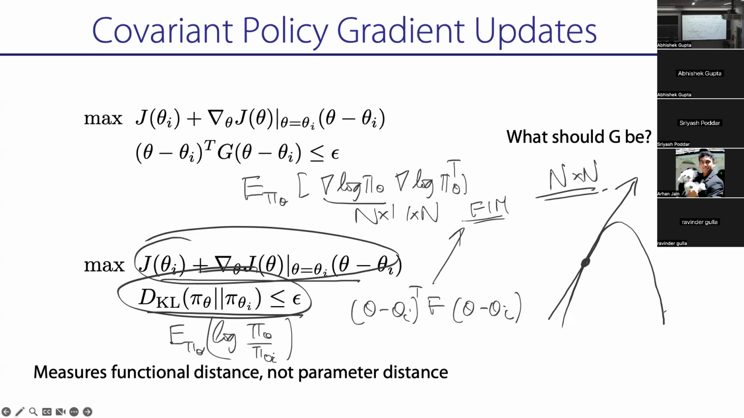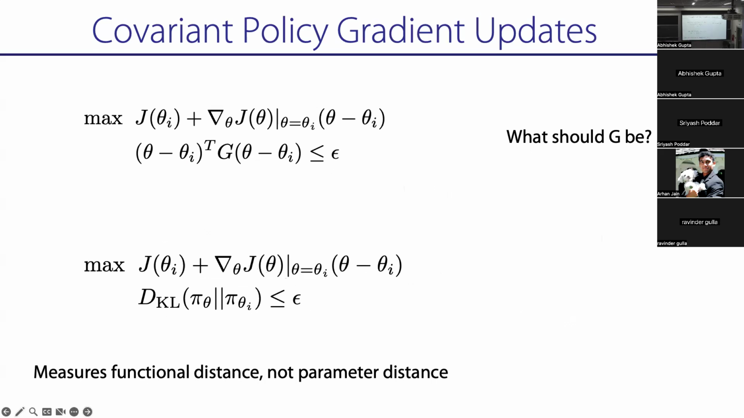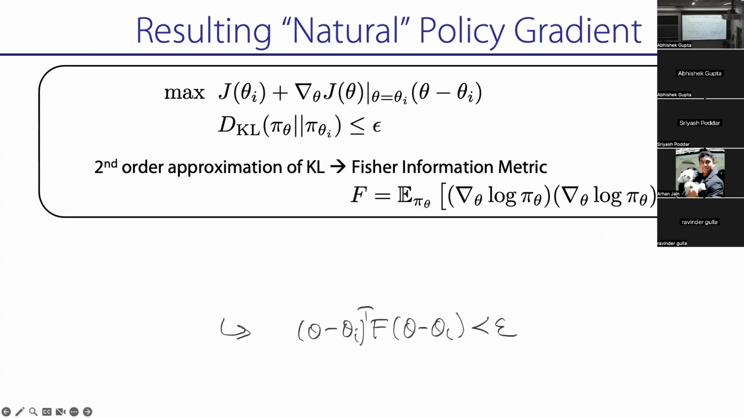And you can think of the Fisher information metric as something that tells you how sensitive the probability distribution is to changes in parameters. Essentially, this is going to let you upweight things that are more sensitive and downweight things that are less sensitive. The point here is that we went from this G norm to the KL divergence, and the second order approximation of the KL divergence is this Fisher information metric, which is written over here.